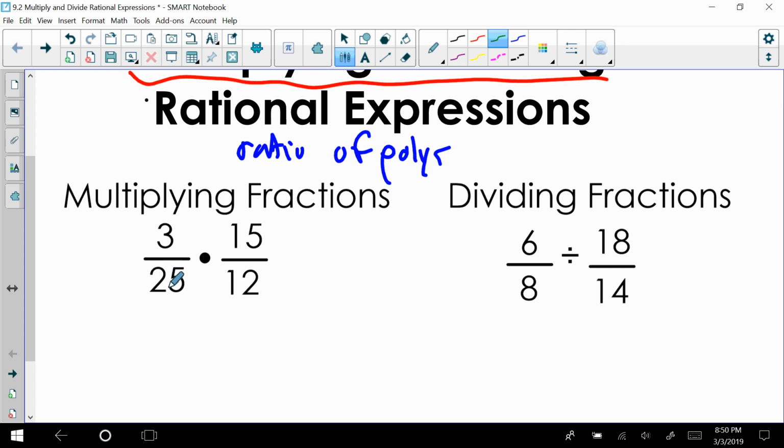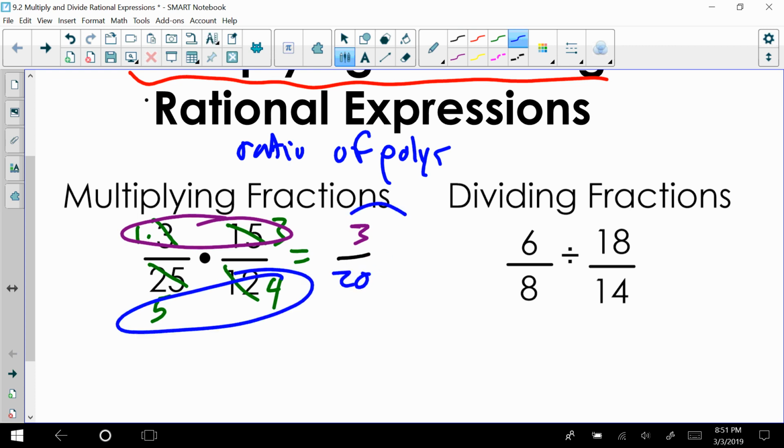Like if you saw this in pre-algebra, your teacher probably told you, okay, can this 3 cancel out with anything below it? Well, 3 doesn't go under 25. Does this 3 share anything with the 12? Yeah, 3 and 12 cancel. This would make this a 4 and this a 1. Here, 25 and 15 share a 5, so 5 times and 3 times. Does this 3 share anything with the bottom? It doesn't. When we finalize this, we just multiply straight across. 1 times 3 is 3, and 5 times 4 is 20. And then there's my answer.